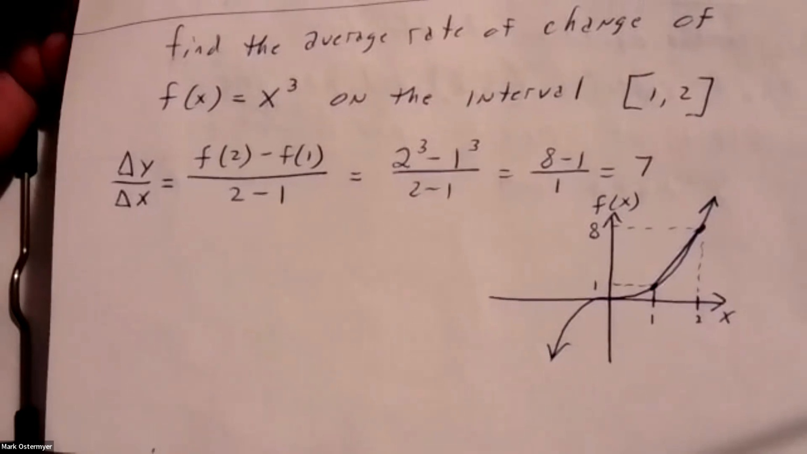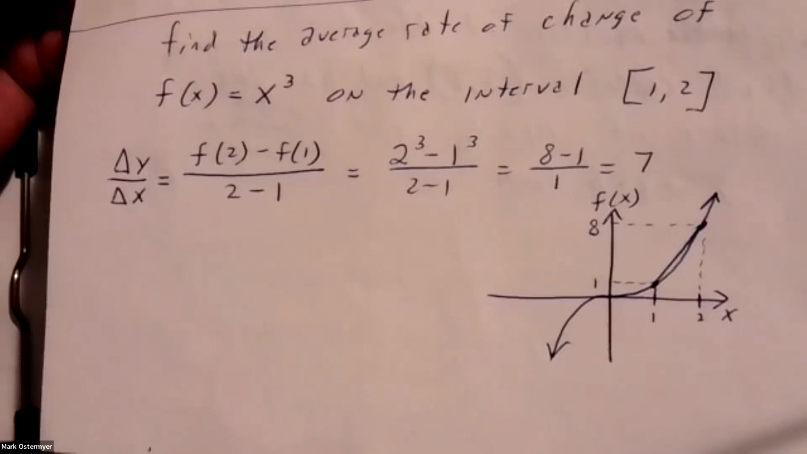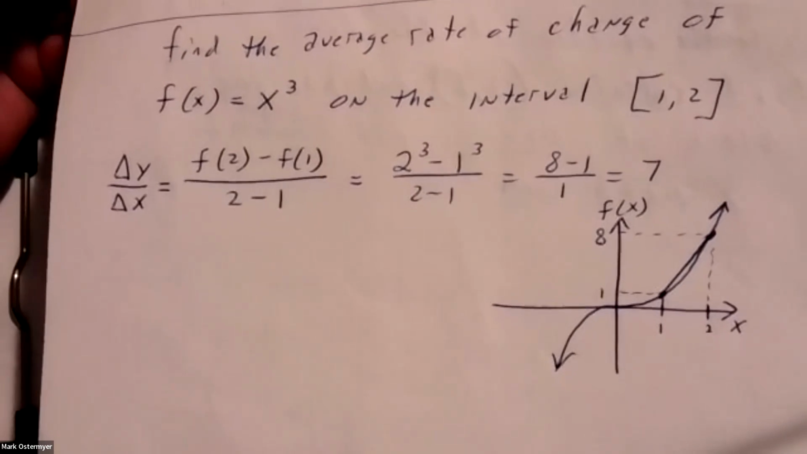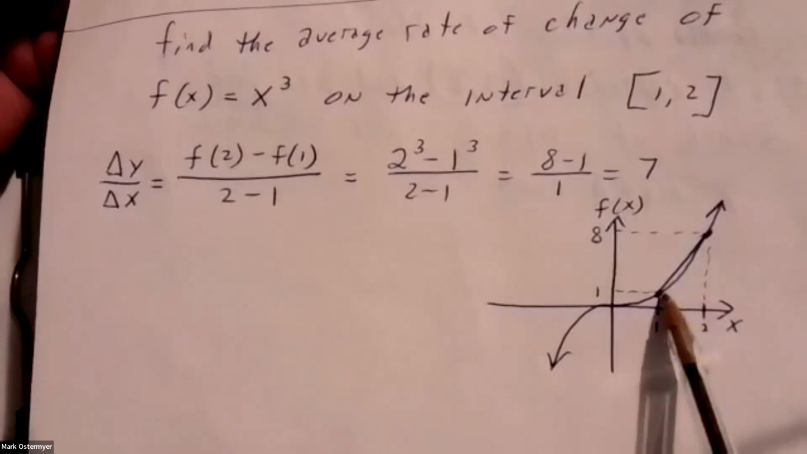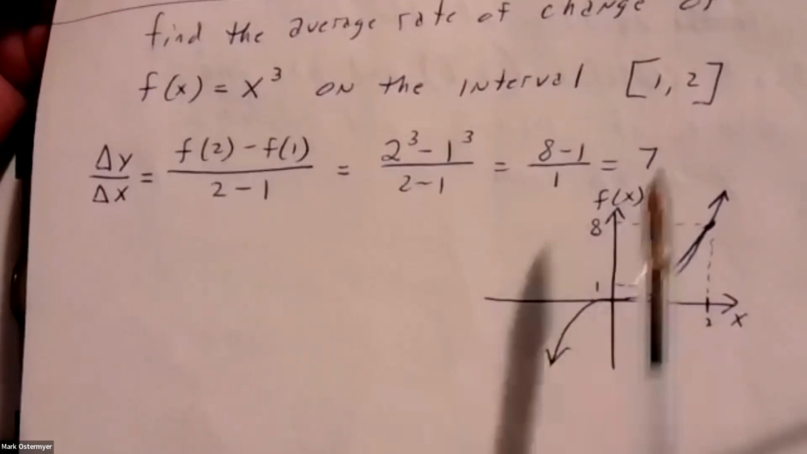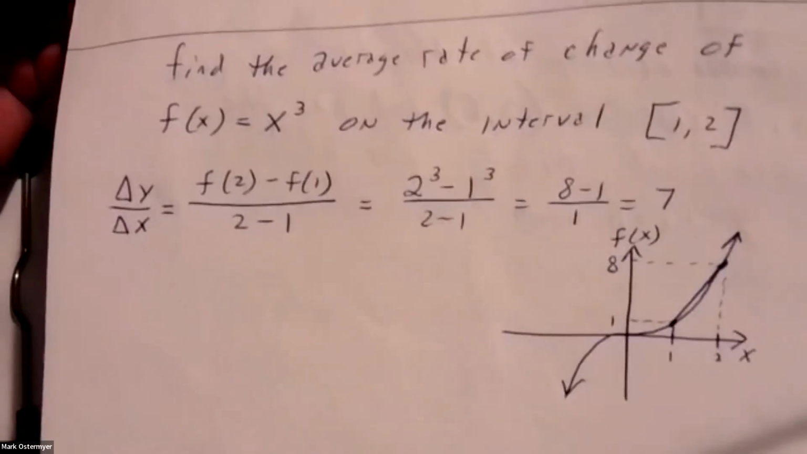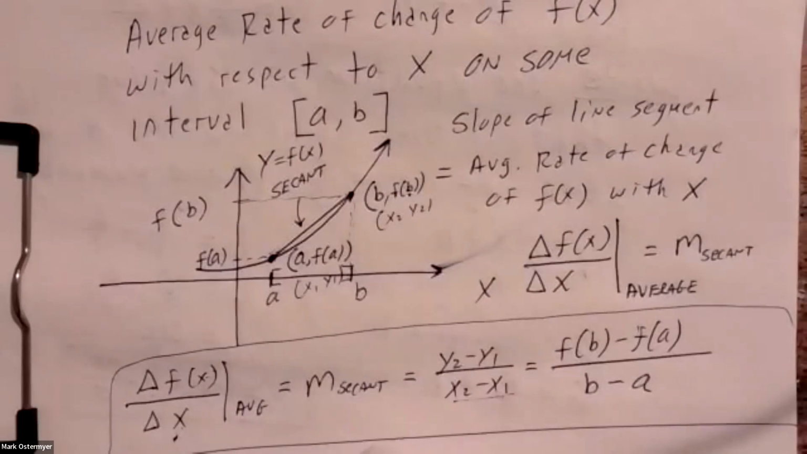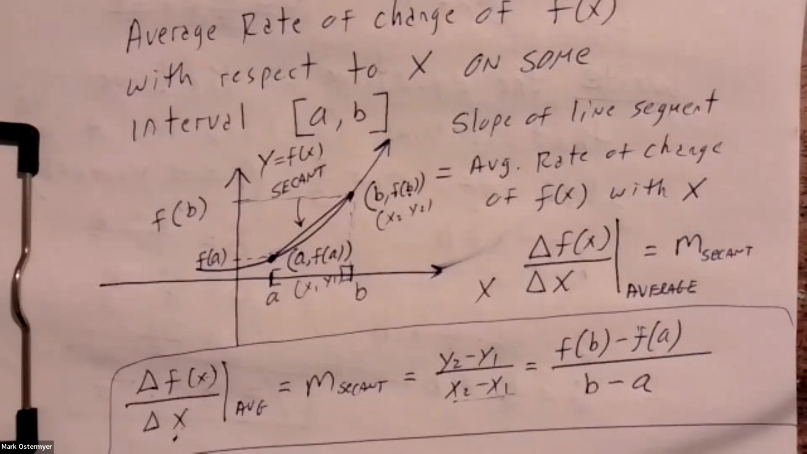All right, so that's a typical problem involving computing the average rate of change of a function on a particular interval. Again, geometrically, it's always equal to the slope of this little secant line, whose endpoints are the endpoints of the interval in question. Okay. All right, so I think that brings us to an end of that section there.